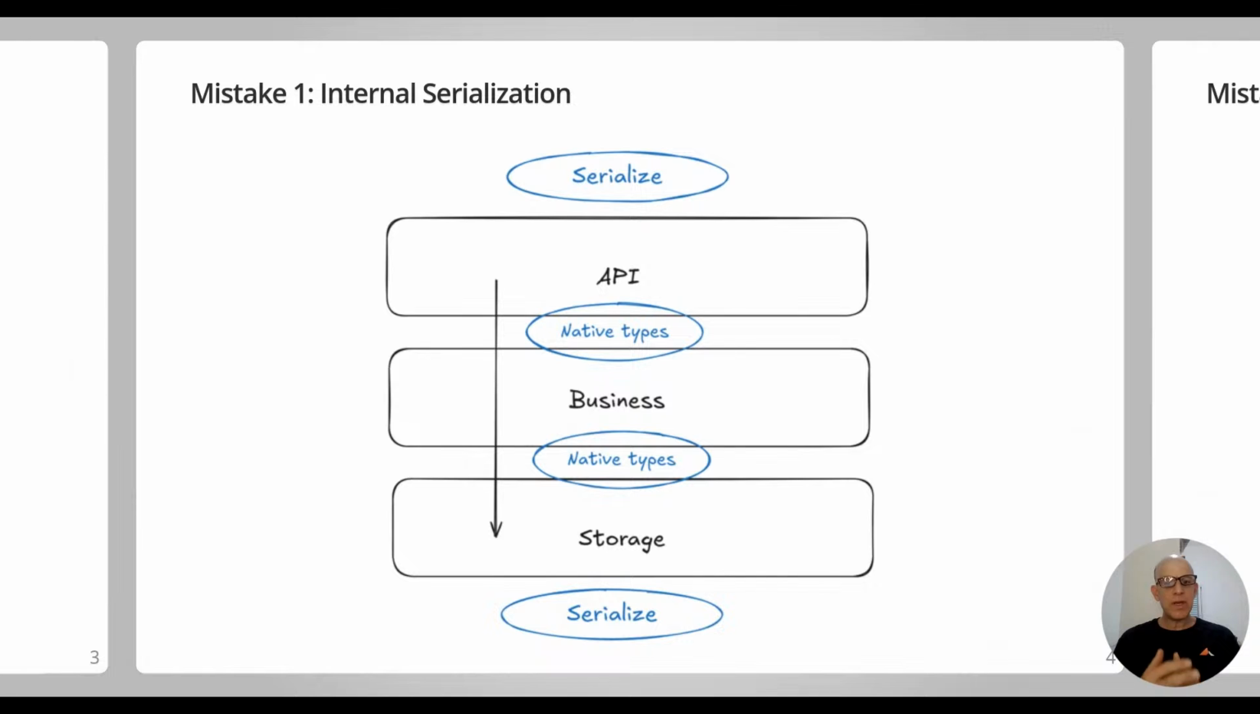And then between the API and the business, and between the business and storage, always use the native type of time.Time. And don't pass a string every time and then someone needs to do this serialization from the string to the time. This is redundant.